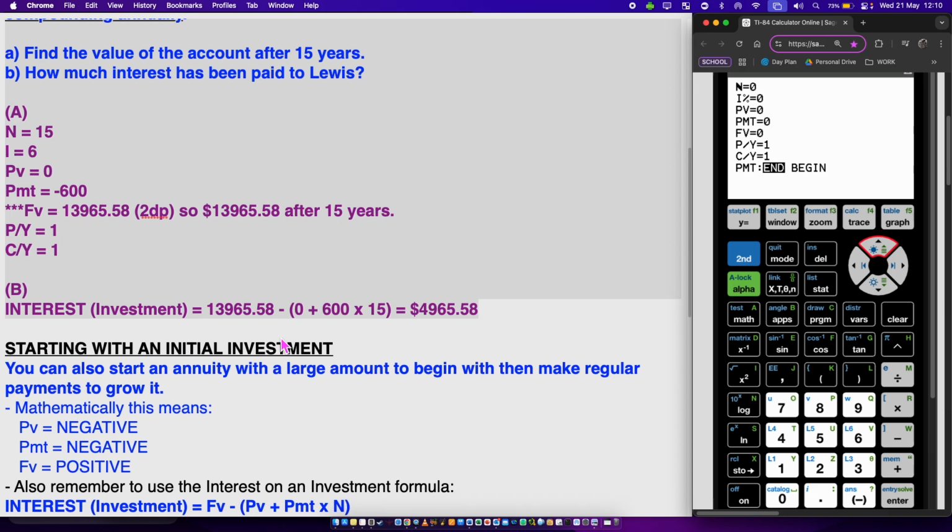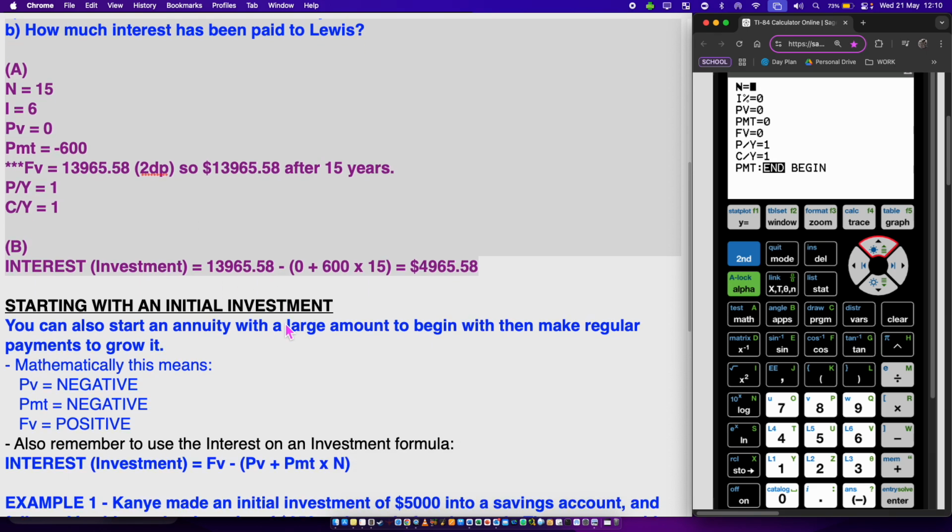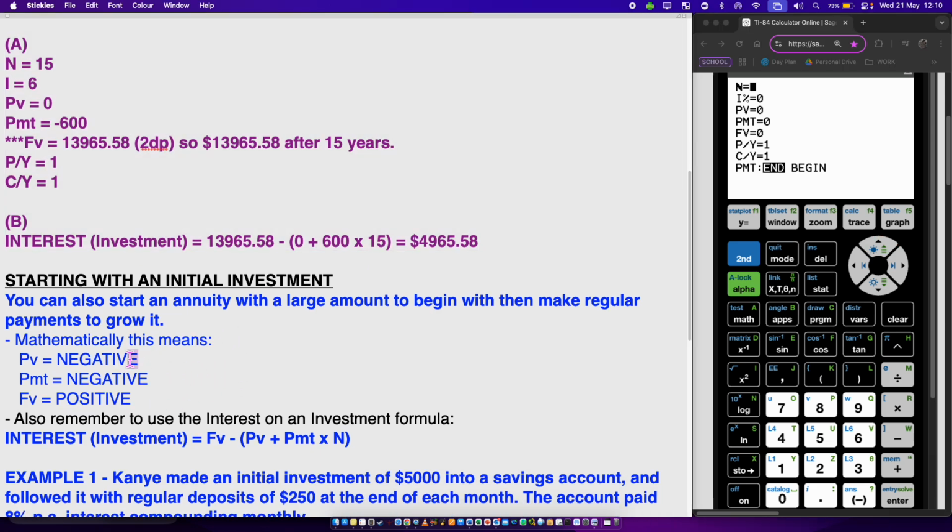All right, last example. If I have an annuity that starts with an initial amount, what's the only difference? PV is going to be a negative number because I'm starting with something in the bank and I'm also paying regularly. So PV is going to be negative, PMT is going to be negative, FV is going to be positive.